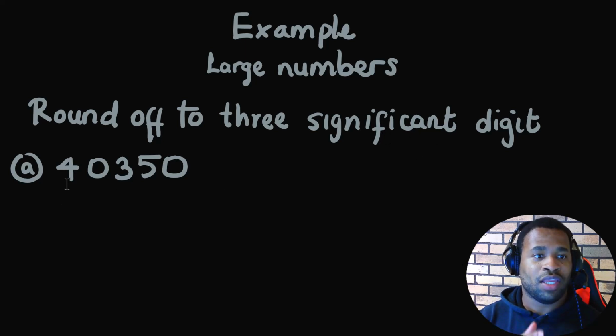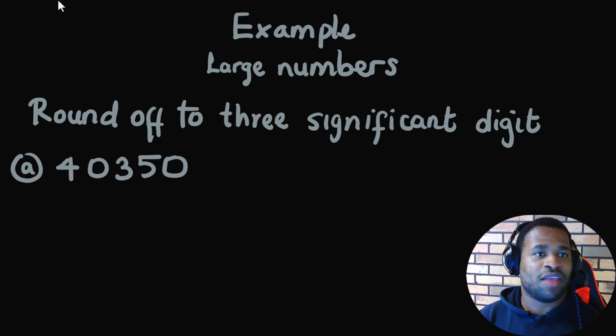And so in here, since we have the number 40,350, we can count our significant digits from left to right. In here, this is our first significant digit, which is 4. The second significant digit is 0. That is significant because the number after it is significant, a non-zero, which is 3. And 3 here is the third significant digit.